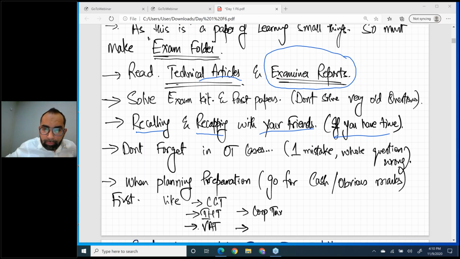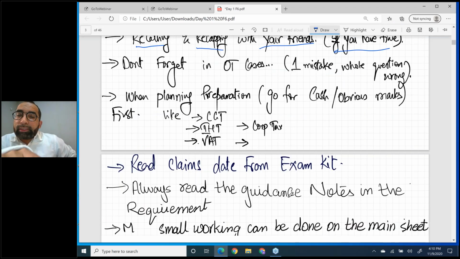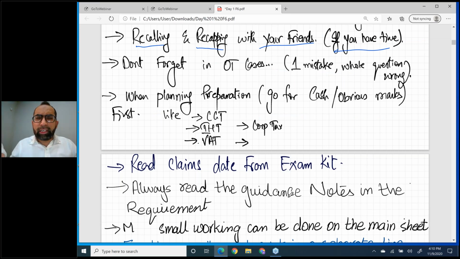Okay, now I always say to my students, open your eyes. When planning preparation, there are some areas which are totally cash areas, which must come in the exam. They always test those areas, and those areas are, look at me, CGT, IHT, inheritance tax, value added tax, all separate areas. CGT, IHT, value added tax, corporation tax. Normally, if you do each and everything of these small areas, you can easily score around 60 marks, just for your clarification.